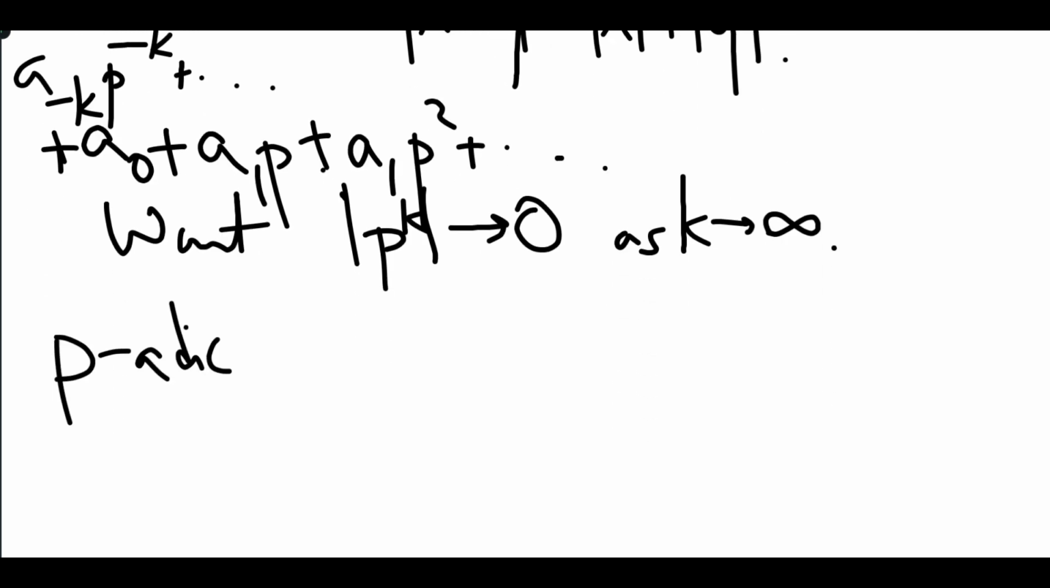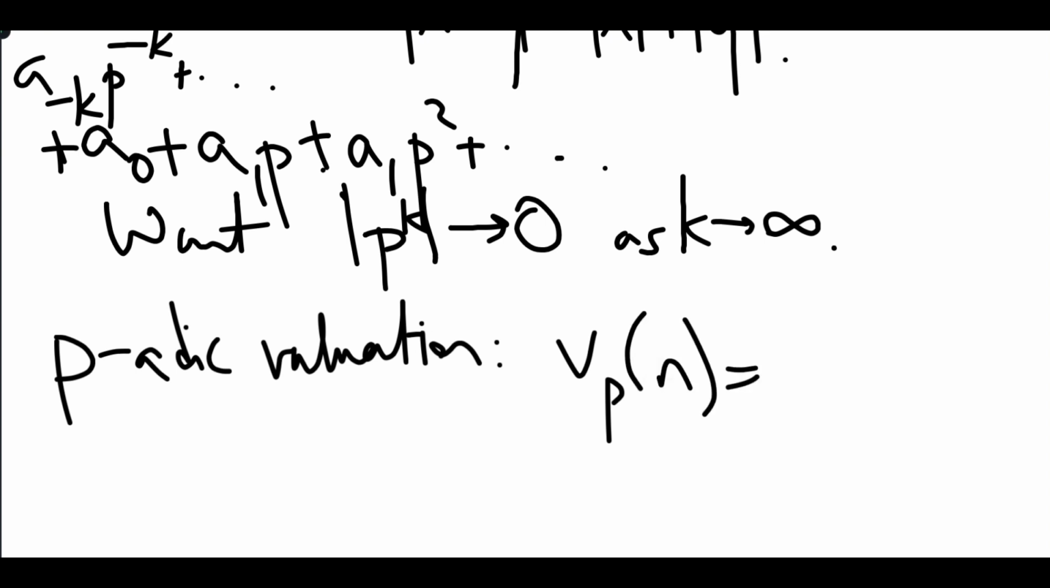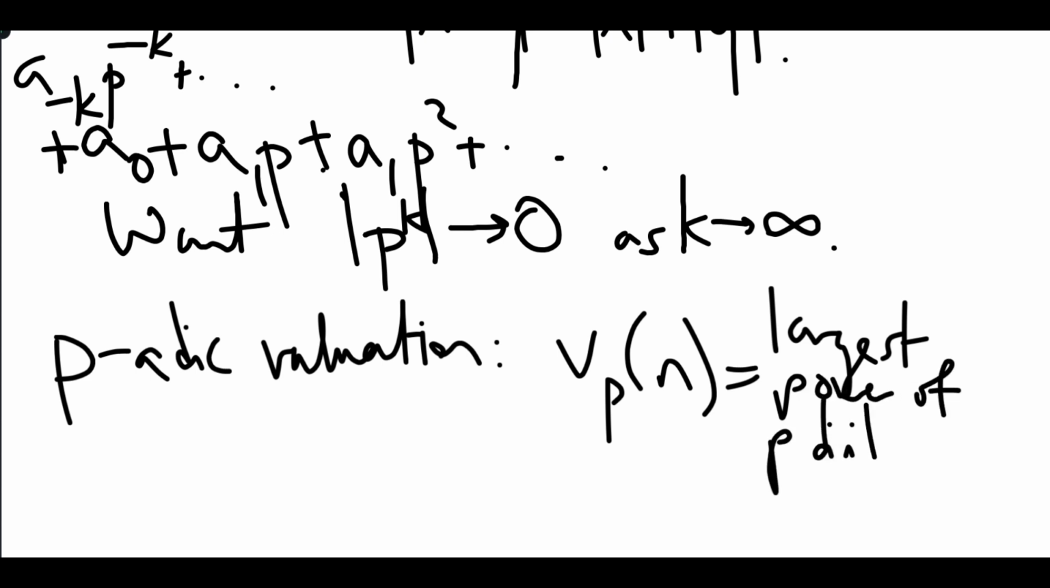So the p-adic valuation is written v_p. It's a complicated word for something very simple. It's just the highest power of p that divides that integer. But there's no reason that n has to be an integer. We could take the p-adic valuation of a rational number. And you do the same thing, except you might get a negative power if you have p's in the denominator.